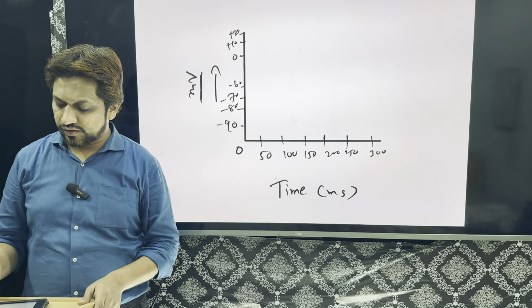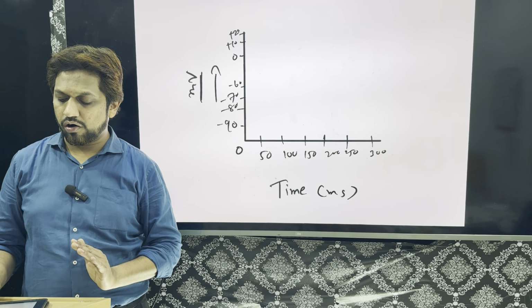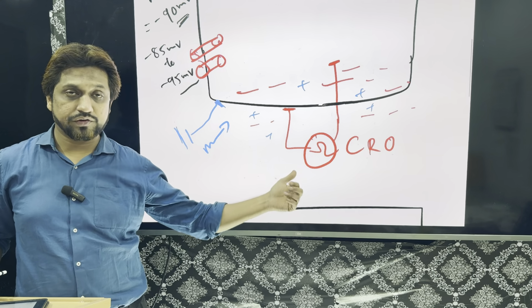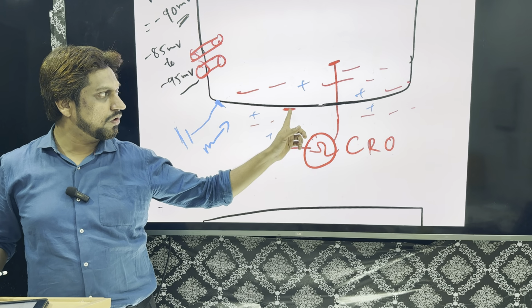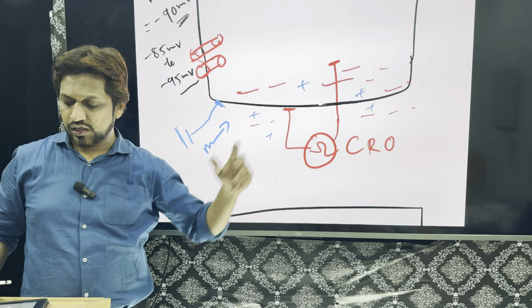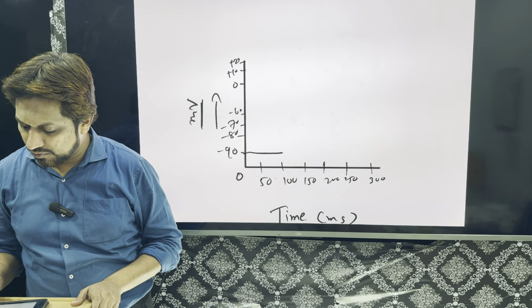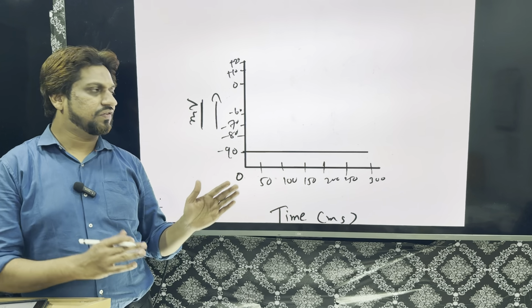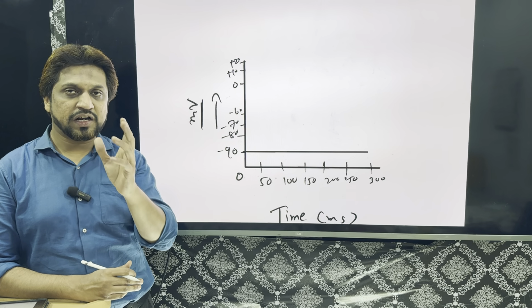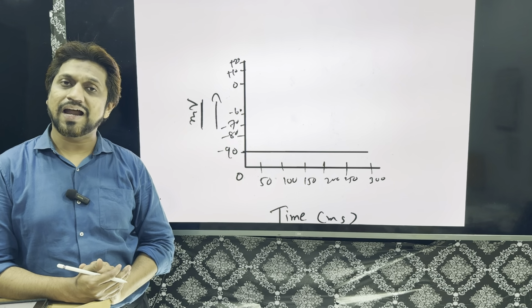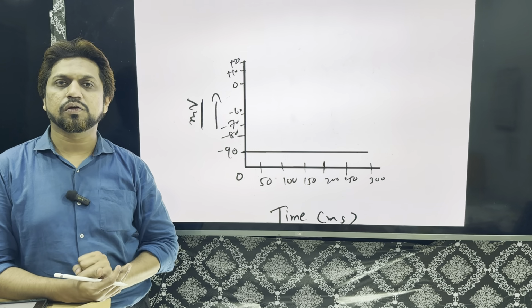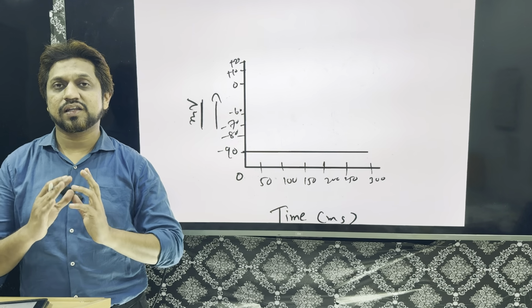As we have already discussed, at the resting condition, if we record with the help of this cathode ray oscilloscope, with one electrode outside on the cell membrane and one inside, the potential difference across the cell membrane will be around minus 90 millivolt. You will get a straight line. In the resting condition, the potential difference shown by the cathode ray oscilloscope is minus 90 millivolt. But when the myocardial cell is stimulated, there are certain changes.